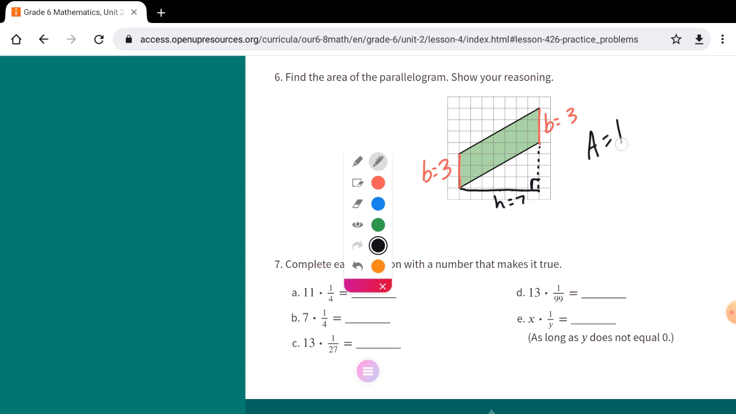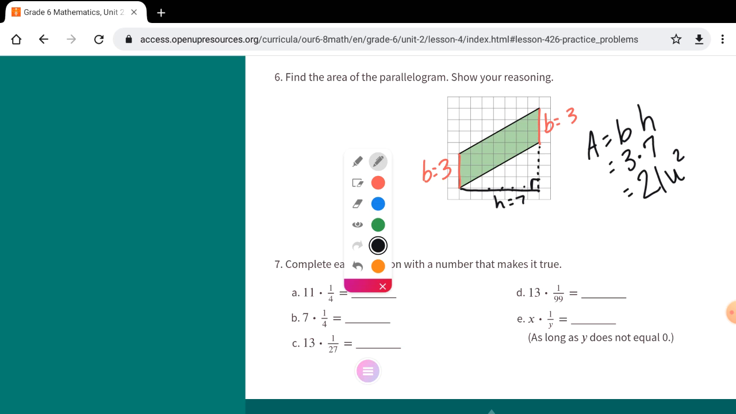The area equals base times height. We have 3 times 7, which is 21 square units. You could have decomposed and rearranged. That's what I did. Yeah, you could have decomposed and rearranged. That's not the easiest, but it works.